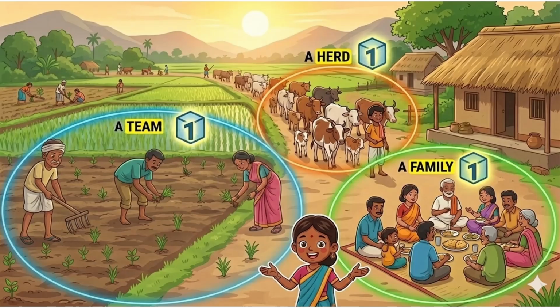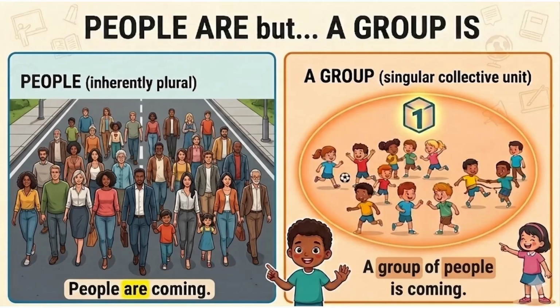Usually, children make one common mistake like people is coming. No, it should be people are coming because people represent a group of individuals. But a group of people is coming. Why? Because group is a collective noun. Even though it contains many people, it is treated as singular.